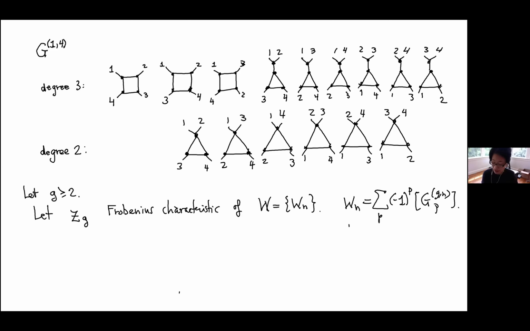But if you want, you can just think of this as a number. Namely, this is the Euler characteristic of the graph complex, the alternating sum of the dimensions of the graded pieces. But since we have an S_n action in hand, it's best to remember that structure and study it. So this is W_n, a virtual S_n representation. And then the main theorem is about Z_g.